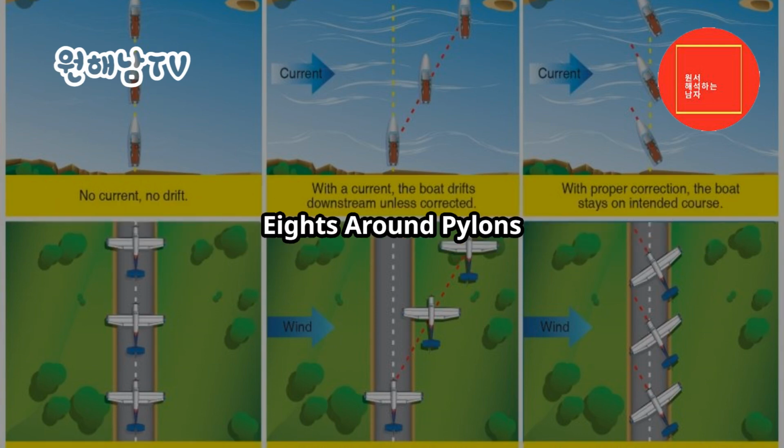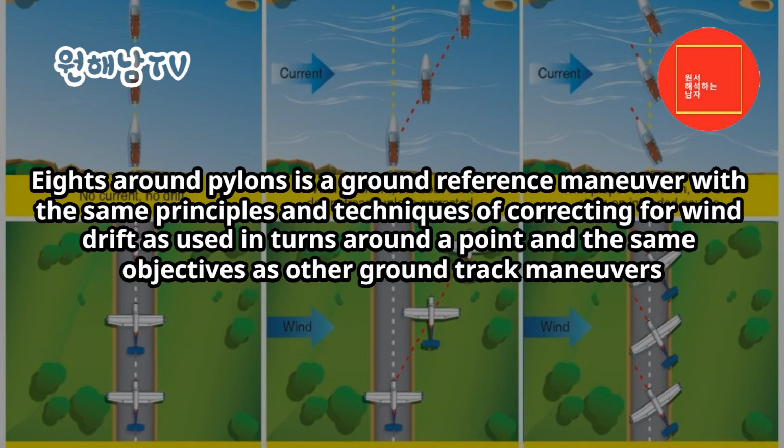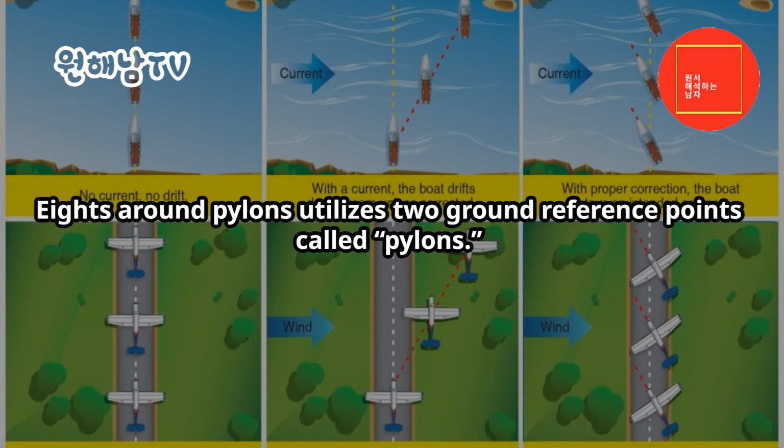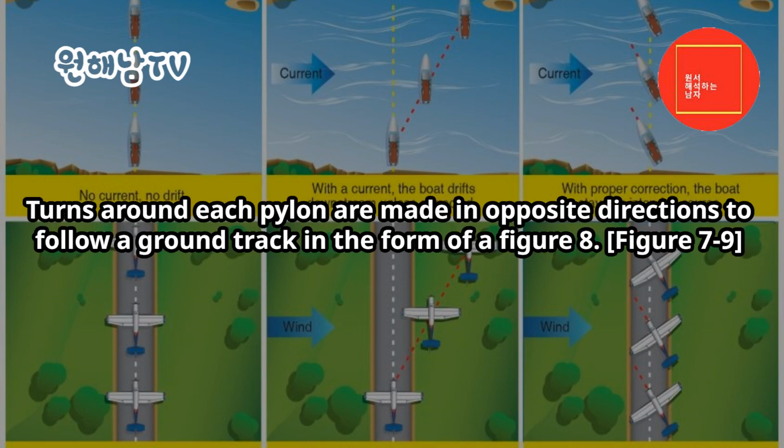Eights around pylons. Eights around pylons is a ground reference maneuver with the same principles and techniques of correcting for wind drift as used in turns around a point and the same objectives as other ground track maneuvers. Eights around pylons utilizes two ground reference points called pylons. Turns around each pylon are made in opposite directions to follow a ground track in the form of a figure 8. Figure 7-9.